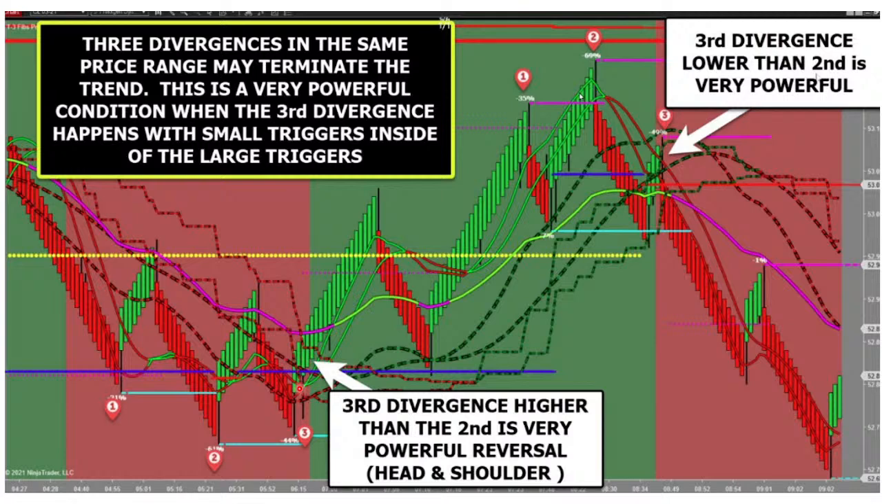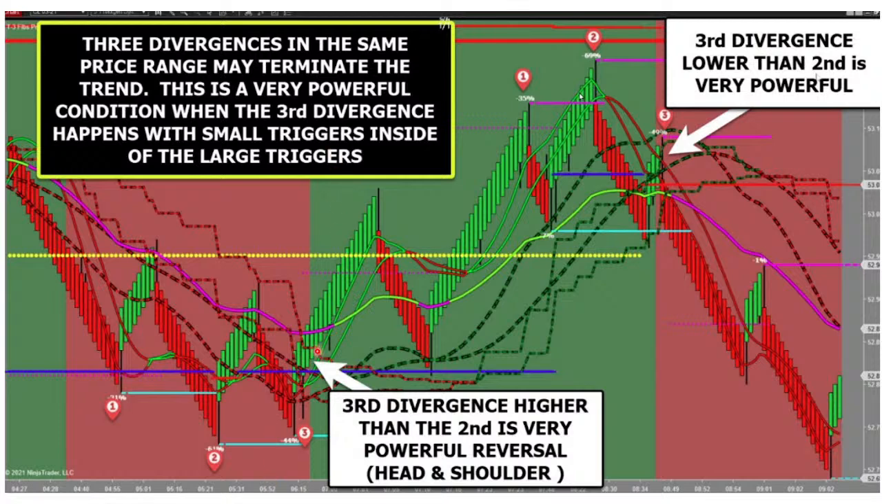It's the same look on a small chart. Smalls outside of the large is odds favorable. Smalls inside of the large is anything can happen. So 3 divergences may stop the market. May, might, could. Not guaranteed. 3 divergences with weak triggers is more likely to stop the market than 3 divergences on its own. And 3 divergences with weak triggers and that third pivot is higher than the previous from a low or lower than a high is even more likely to stop the market.